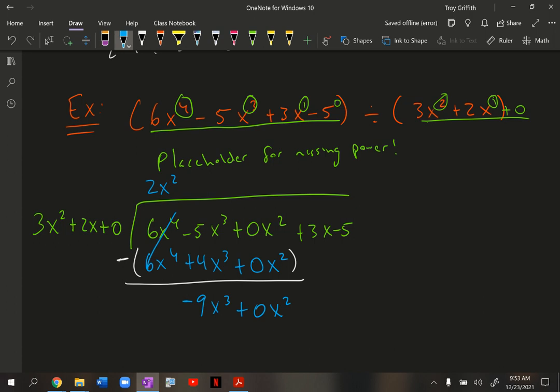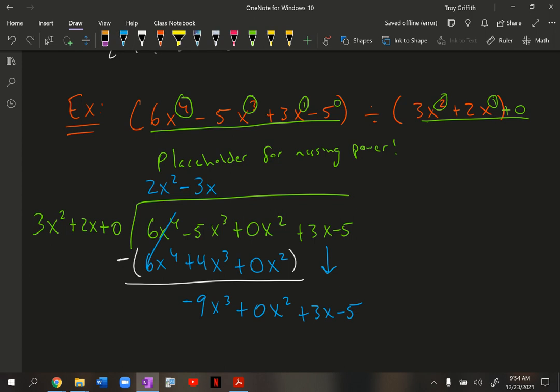Okay, and then we're going to bring everything else down. So I'll bring down this plus 3x minus 5. Okay, and then we're just going to repeat this process. So 3x squared times what gives me negative 9x cubed? Well, that would be a minus 3, and then x squared times x gives me x cubed. And then once again, we'll distribute.